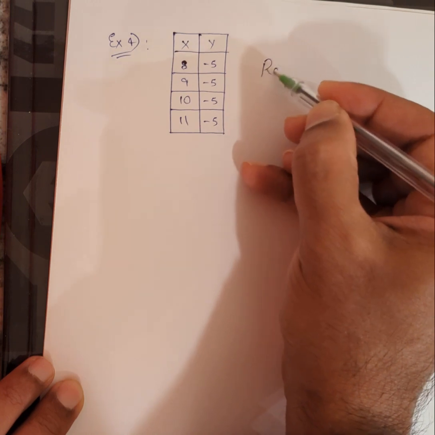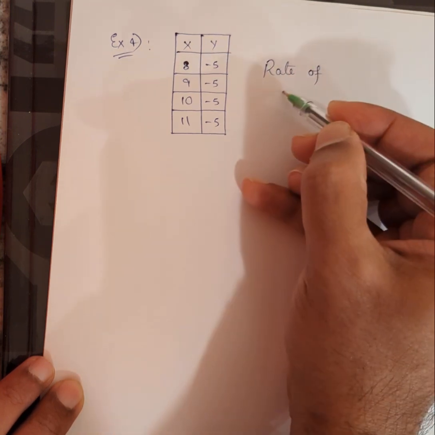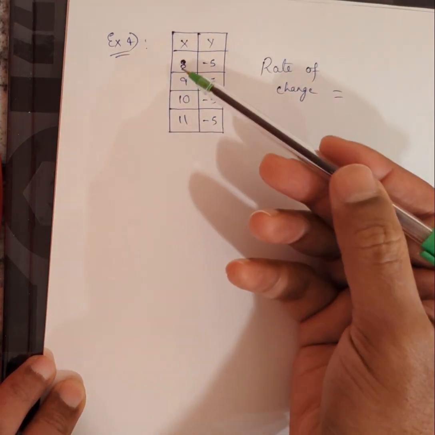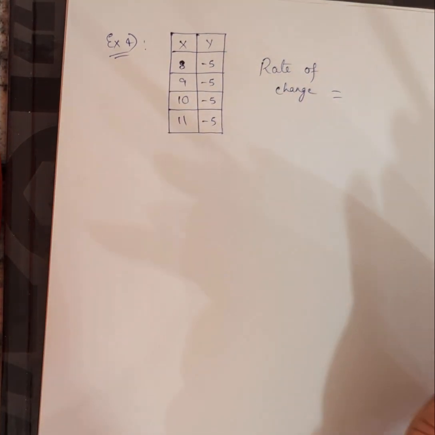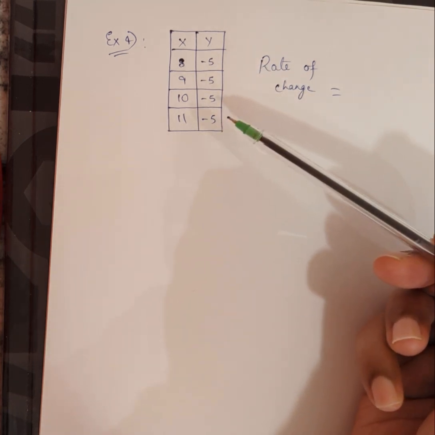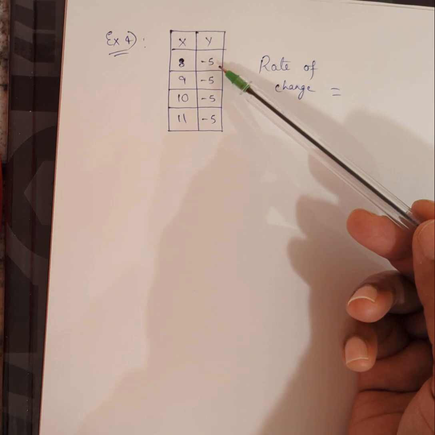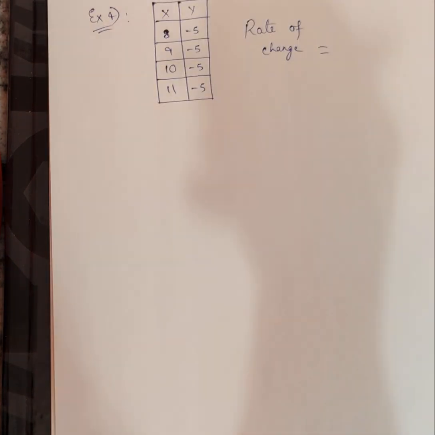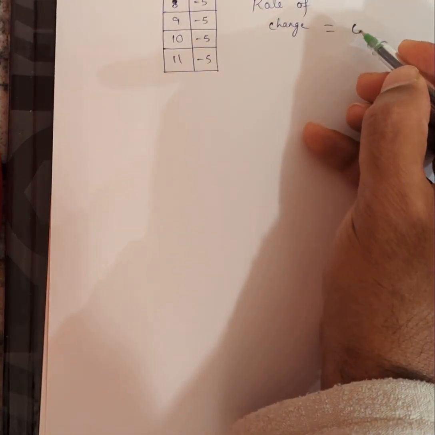So what would be the rate of change? So notice, x is going up by 1. So I want to know what's happening to y. y is neither going up nor going down. So it remains the same, which means there is no change. So rate of change is actually 0 here.